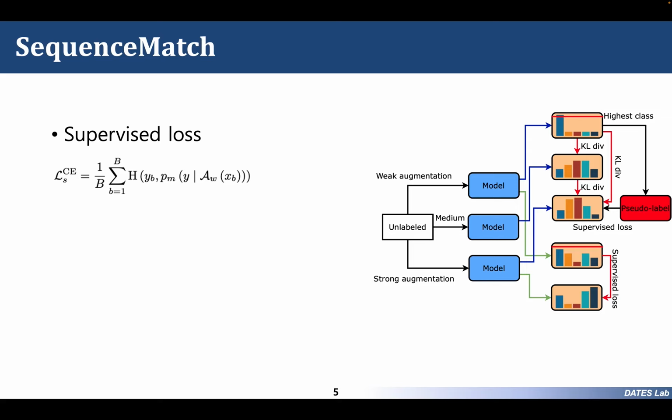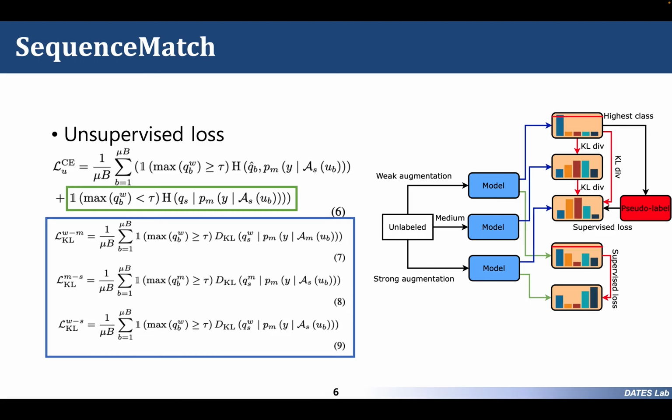So here is the supervised loss. The supervised loss is the same as in the conventional method. And for the unsupervised loss, we add the extra cross entropy loss for the low confidence predictions, and for the high confidence predictions, we add the Kullback-Leibler divergence. So by reducing those divergences, we encourage consistency between three different predictions.